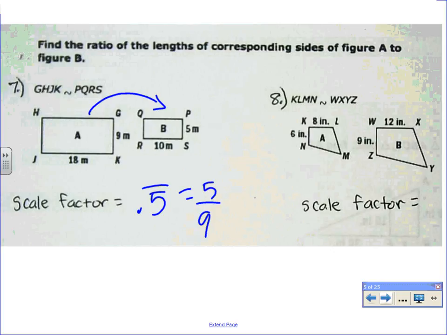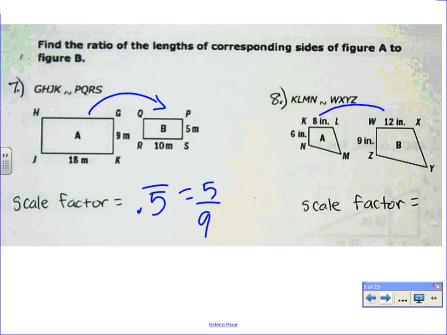Going from A to B? Yes. Yeah, Nathan, and yours should be flipped around there. Going from A to B. Okay, number 8, scale factor from A to B. Joseph.